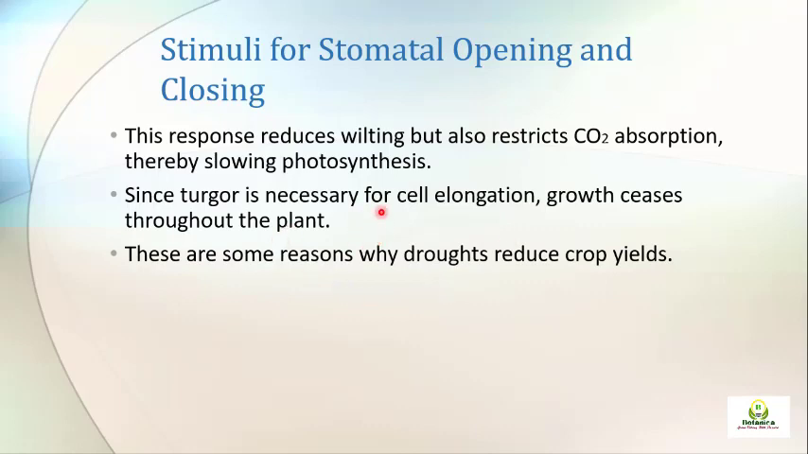These are some of the reasons why, when there is a drought, crop yield is decreased. How is crop yield decreased? Because when there is low water, there is a drought, the stomata will be closed, and there will be no turgor in the cells, and as turgor is necessary for cell elongation, their growth will be inhibited, and because of that growth inhibition, the crop yield will also be decreased. So in other words, we can say that drought and stomatal closure are responsible for low crop yield.